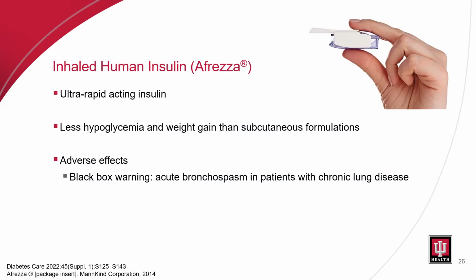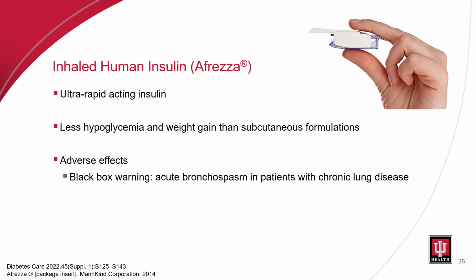Now we spent the bulk of our type 1 diabetes talk discussing our insulin injections that are given subcutaneously. However, there is a different insulin product, which is our human inhaled insulin, or Afrezza. This is an ultra-rapid acting insulin that has a rapid peak and shortened duration of action. However, in clinical trials, it has shown to have less hypoglycemia and weight gain than our subcutaneous formulations.